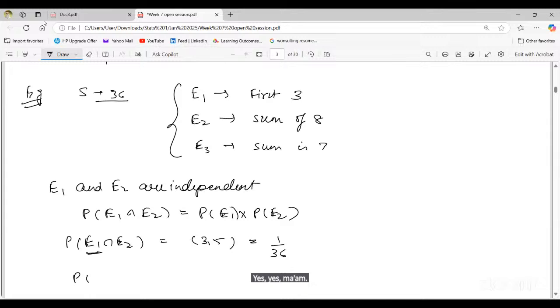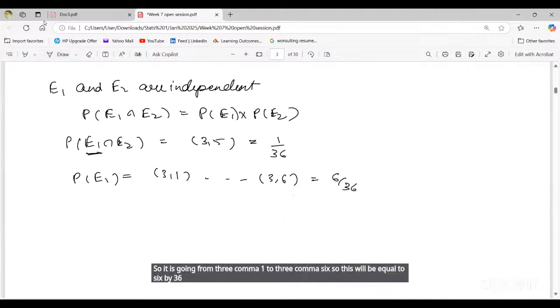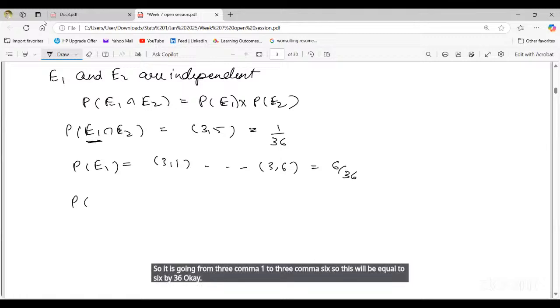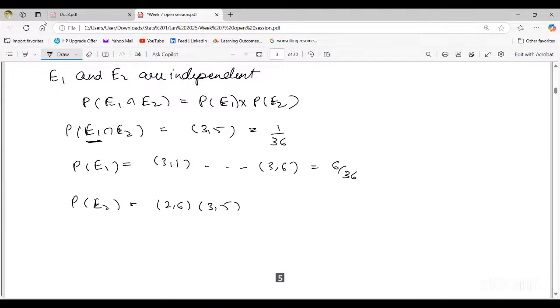Okay. Now, probability of E1. What is E1? The first should be 3, so it goes from 3, 1 to 3, 6. So this will be equal to 6 by 36. Okay. Now, probability of E2. What is E2? The sum should be 8. So how many cases are there? 2, 6 and so on. 5 by 36. So this would be equal to 5 by 36.